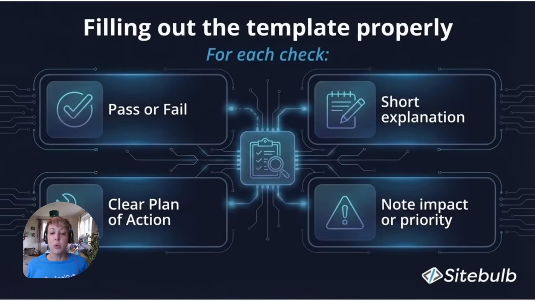The goal of an audit isn't to list problems, it's to make smart decisions and outline what should happen next. So for each check you do, mark pass or fail, add notes, add a plan of action, and this will help you prioritize fixes for impact and urgency.